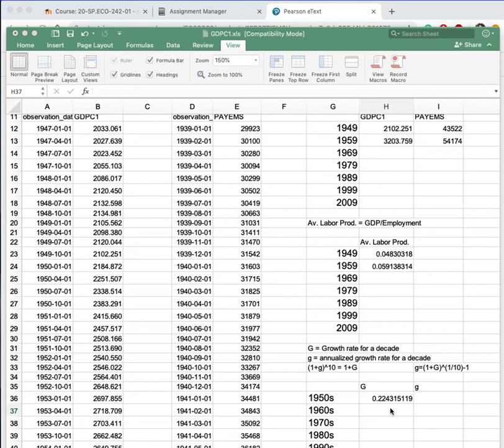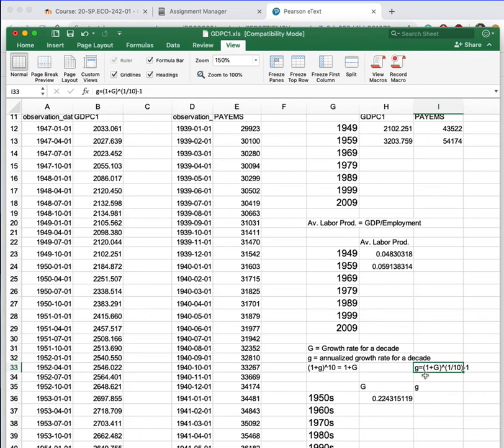or in percent, if you want to express this in percentage points, it's going to be 22.43%. Finally, we are asked to compute the annualized growth rate for each decade, and we know the relationship between the annualized growth rate, which we denote here by small g, and the growth rate over the decade, which is denoted by capital G, is this. We already computed capital G, and I'm just going to solve this expression for small g. This is the resulting expression for small g.